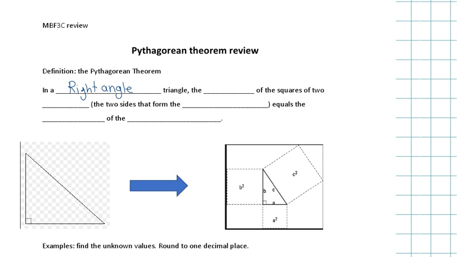So in a right angle triangle, the sum of the squares of the two legs, I'll explain this in a bit. The two legs are the sides that form the right angle, equals the square of the hypotenuse.